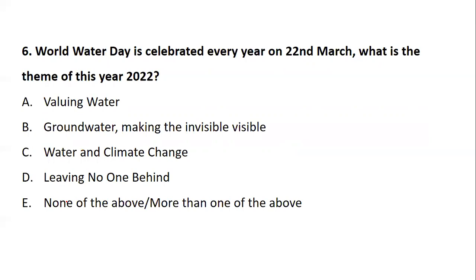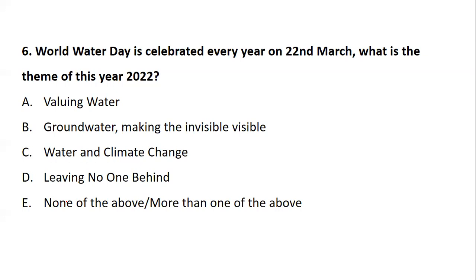Now, we have World Water Day, which is celebrated every year on 22nd of March. What was the theme of 2022? I'll read out the question again. We know World Water Day is celebrated on 22nd of March. Now they're talking about the theme of this particular year. Whether it was valuing water, groundwater making the invisible visible, water and climate change, leaving no one behind, or none of the above, or more than one of the above. So what does it indicate?